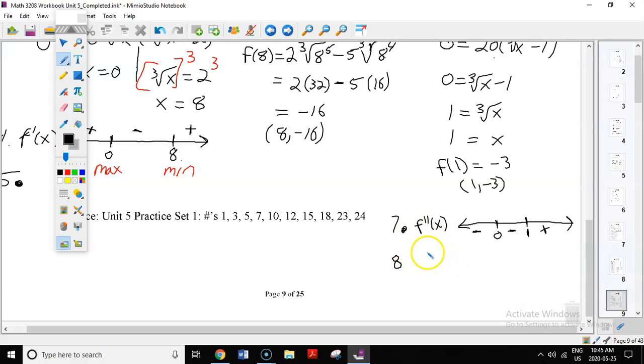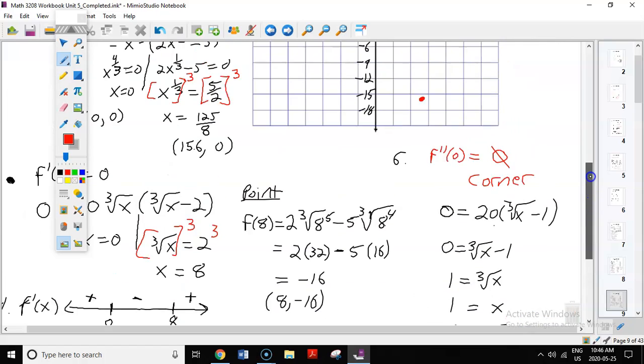So 8, the next step would be to determine what's going on with these. So here at 1, this is an inflection point. And where it's undefined, this is going to be a corner or cusp. Okay, so let's finish our graph.